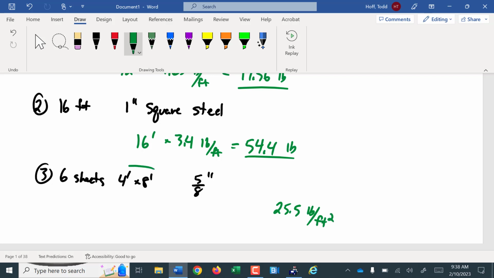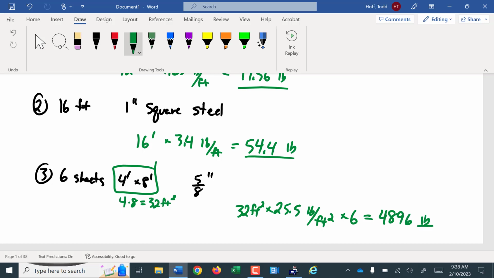So we have to take our square footage per sheet, a 4x8 sheet. How do we find the square footage? Yeah, 4 times 8, length times width. 4 times 8 is 32 square feet. So that is just 32 square feet times the 25.5 times 6 sheets. Perfect. What's that come out to be?